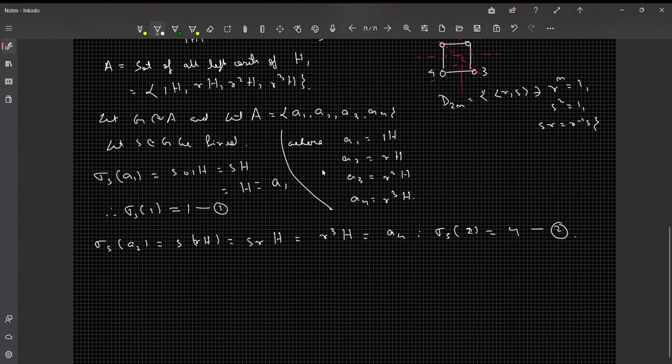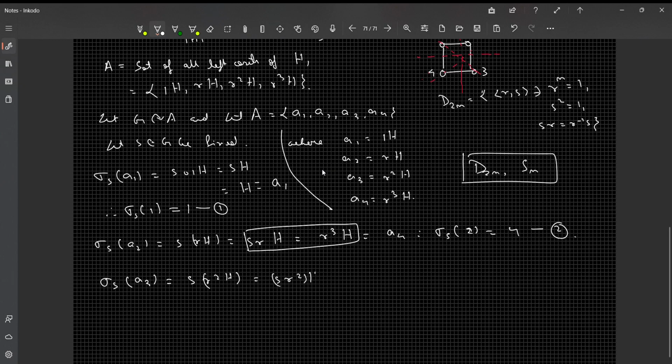Now note, for the moment, just consider these things as facts. I'll try to bring out a detailed lecture on the groups D2n and the groups Sn, and there every such thing will be clear. Similarly, sigma S of A3 is S acting on R squared H. So this is SR squared H, which is R squared H. R squared H is A3, right? Therefore, sigma S sends 3 to 3. And similarly, you will notice that sigma S sends the index 4 to 2.